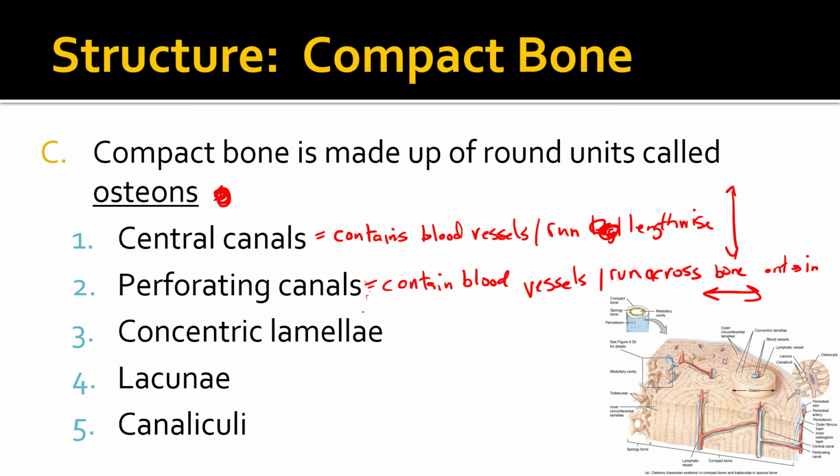The next thing we see are these concentric lamellae. And you guys know concentric means like one layer after the other. And we've seen this word before. Lamellae means layers. So these are our layers of bone matrix.